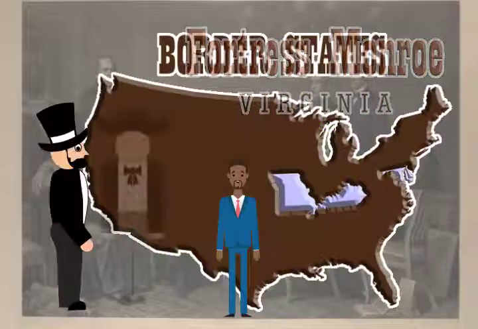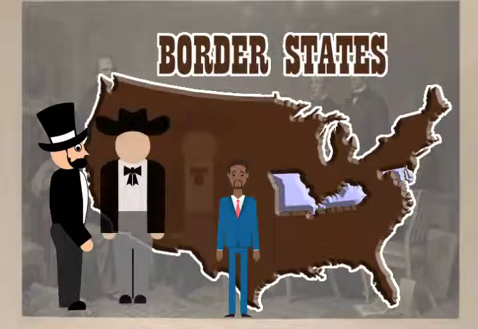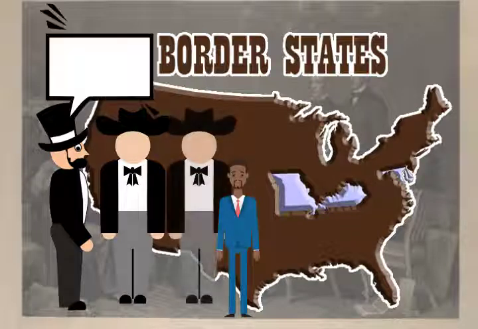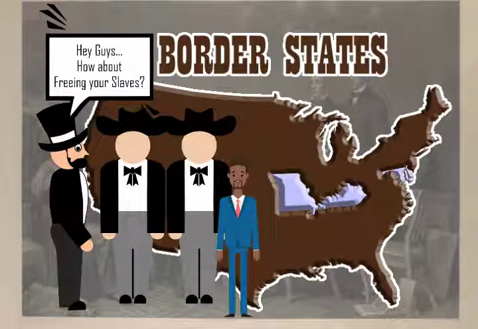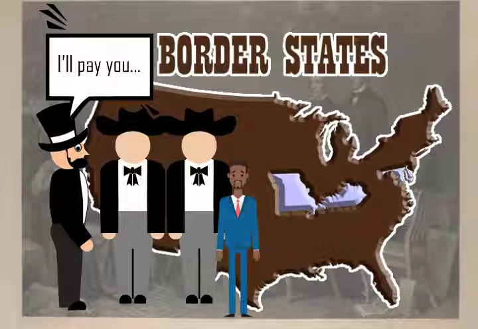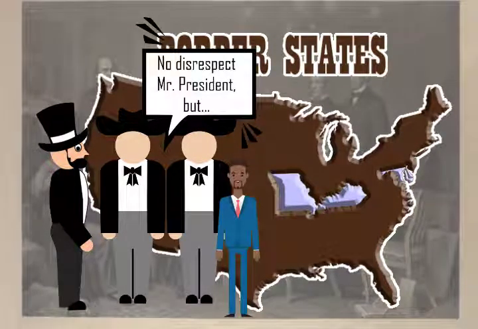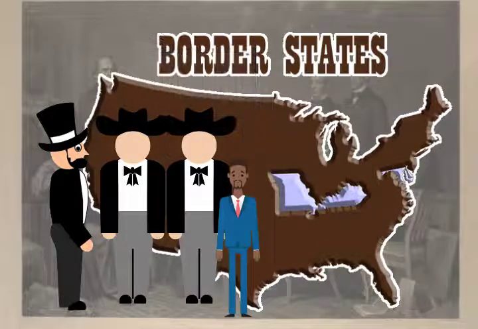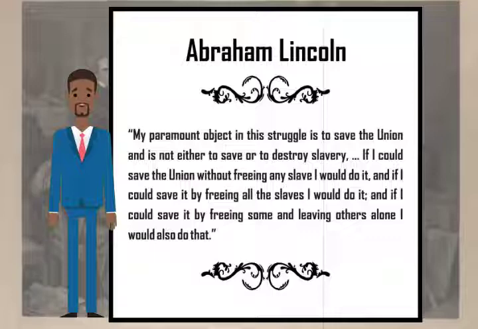In 1862, with little success, Lincoln tried to get the border states to agree to the gradual emancipation of their slaves. His proposal included compensation to enslavers. When abolitionists criticized him for not coming out with a stronger emancipation policy, Lincoln replied that he valued saving the Union over all else. Abraham Lincoln wrote, quote, "My paramount object in this struggle is to save the Union, and not either to save or destroy slavery.